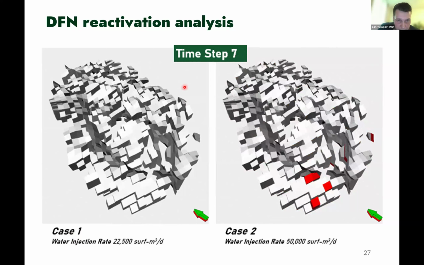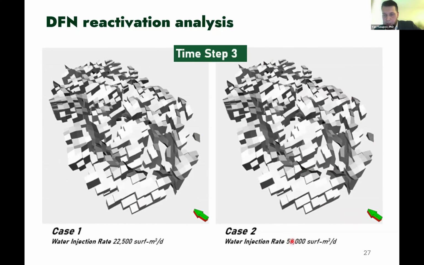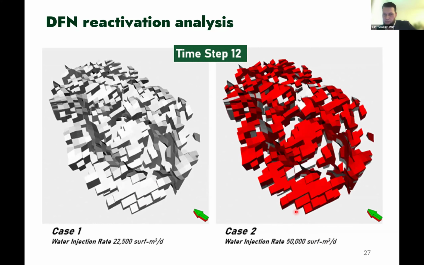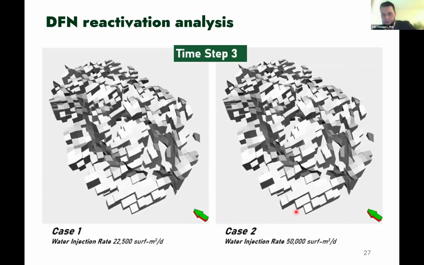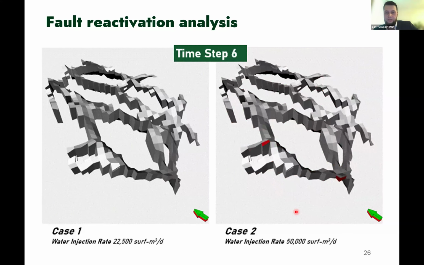In case number 1, on the left side, the average water injection rate on the field is 22,500 surface cubic meters per day. And in case number 2, the average water injection rate is 50,000 surface cubic meters per day. And from this slide, we can conclude that we can also select the optimal water injection rate to avoid DFN reactivation and to avoid fault reactivation.